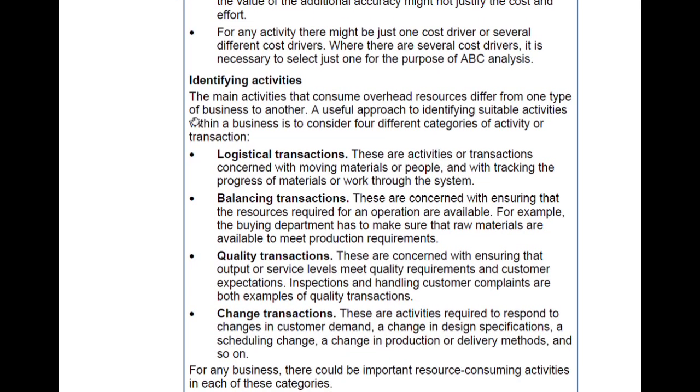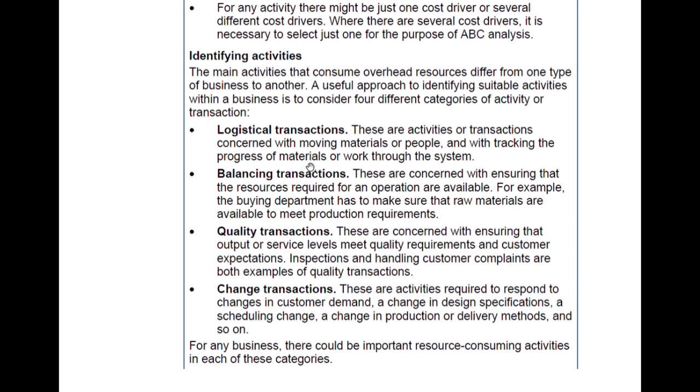Identifying activities. The main activities that consume overhead resources differ from one type of business to another. A useful approach to identifying suitable activities within a business is to consider four different categories or activities of transaction. So here we have four type of transaction. Logistical transaction relates to your logistics when you are moving from one part to another. That would be your transportation costs, perhaps that is one of the example.